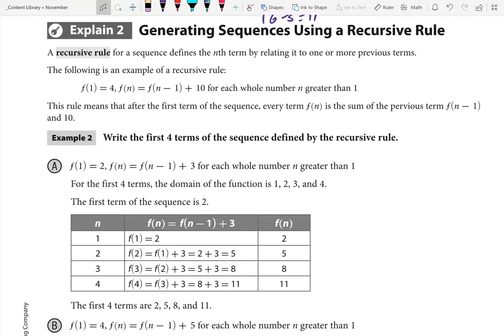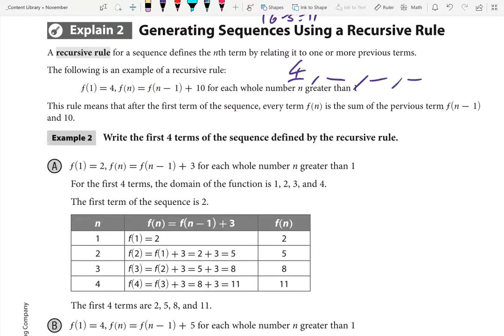So in this example, it's saying that the first term is 4, right? So in this sequence, the first term is 4. That's what f of 1 equals 4 means. The first term is 4. Now our function f of n equals f of n minus 1 plus 10 is our rule. Now this looks fancy, right? But all the f of n minus 1 means, every time you see this, I really need you to make sure you understand that. F of n minus 1 just means previous term, okay?